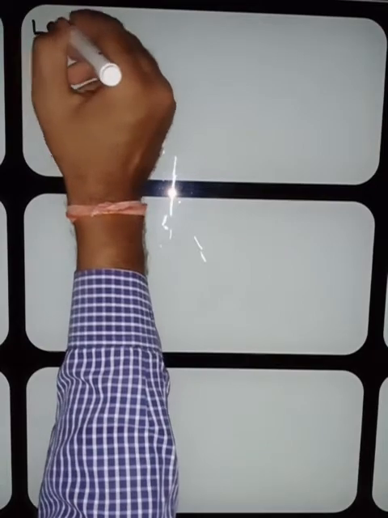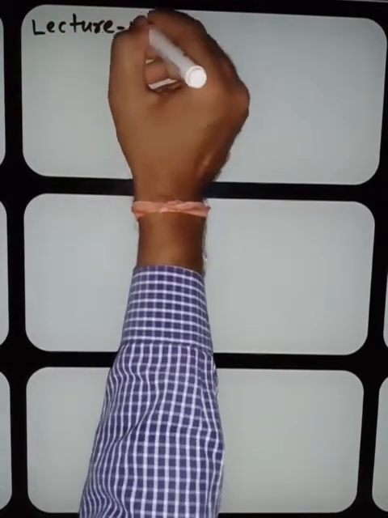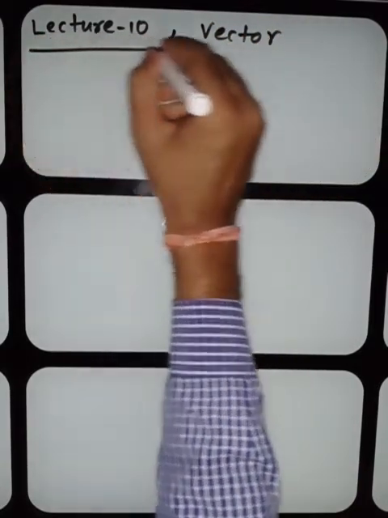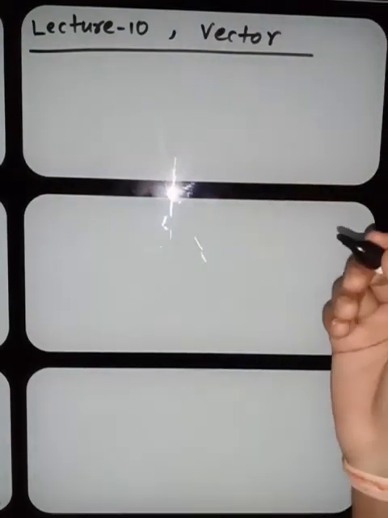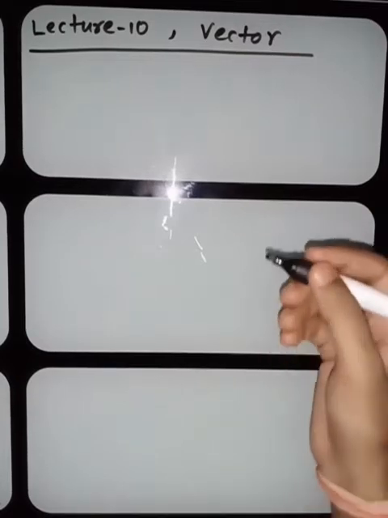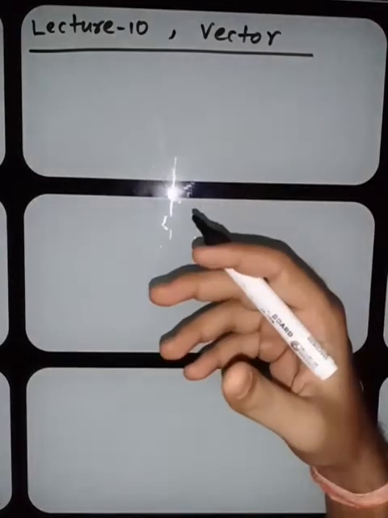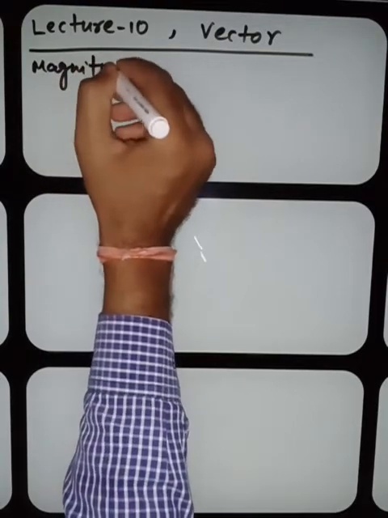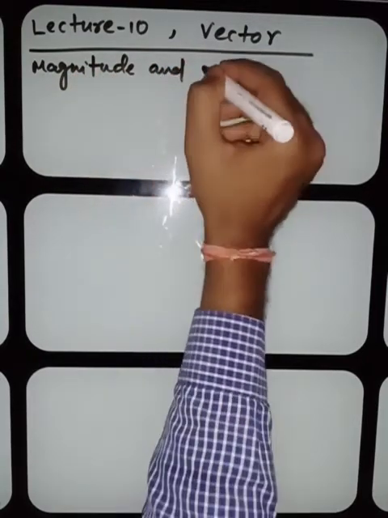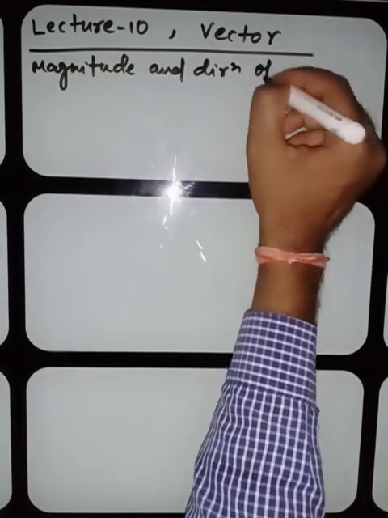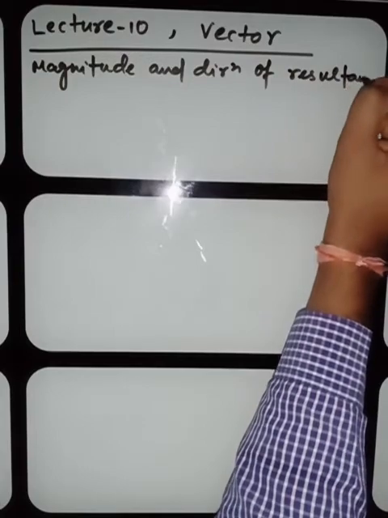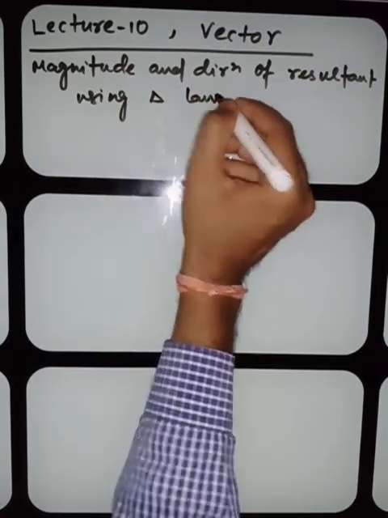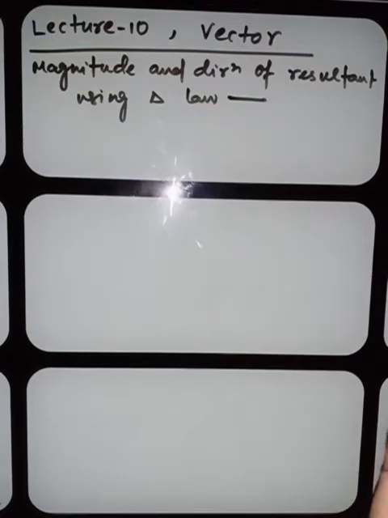Here we go, lecture number 10 of the unit vector analysis. We will study about vector analysis. So students, today we will study the concept of magnitude and direction of resultant using triangle law. Using triangle law of vector addition.